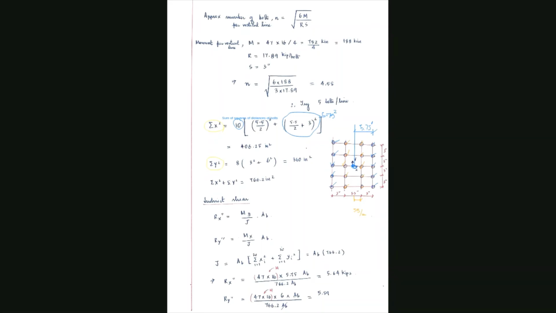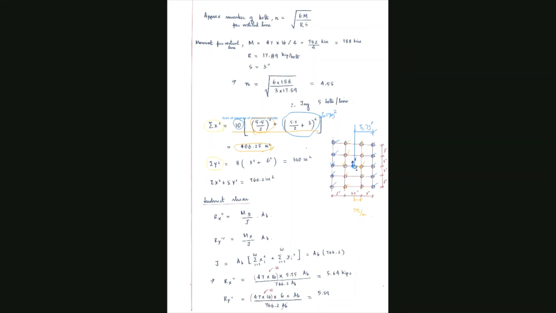Okay, so that is how this came into the picture, because this is 5.5 by 2 the whole square, that is this distance, and you need to take it for each of the bolts. So you have 10 bolts, so it becomes 10 times. Now is this clear? When you do the math, you get this value. Is this clear now?